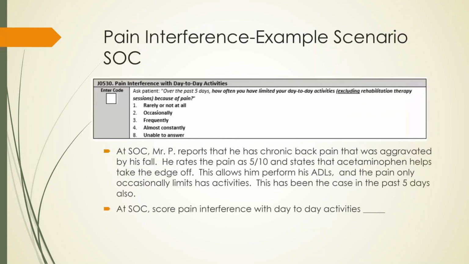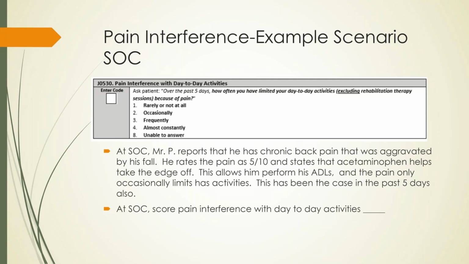Okay, all right, scenario. At start of care, Mr. P reports that he has chronic back pain and it was aggravated by his fall. He rates the pain 5 out of 10 and states that the acetaminophen helps take the edge off. This allows him to perform his ADLs, and the pain only occasionally limits his activities. So this has been the case in the last 5 days.